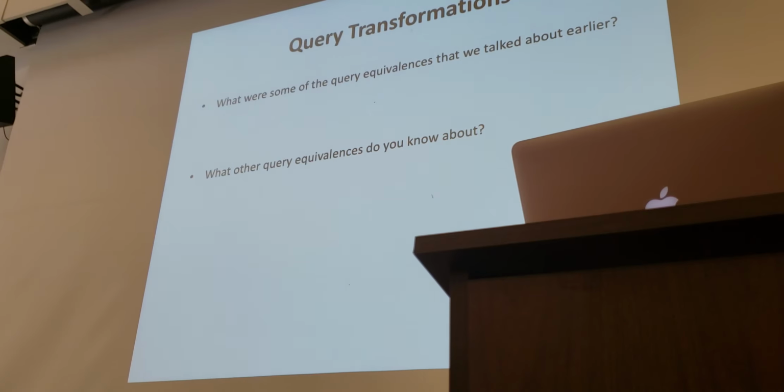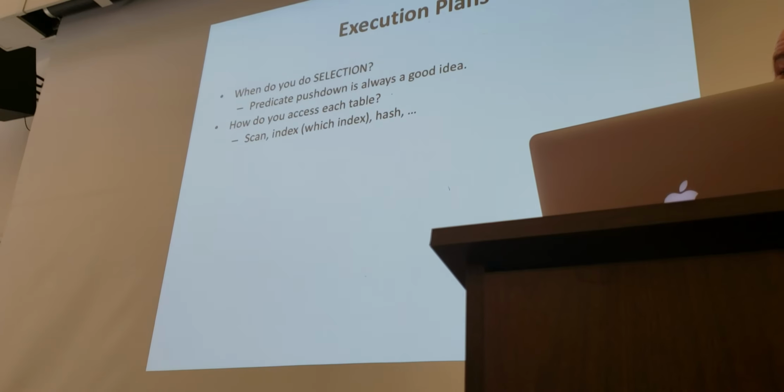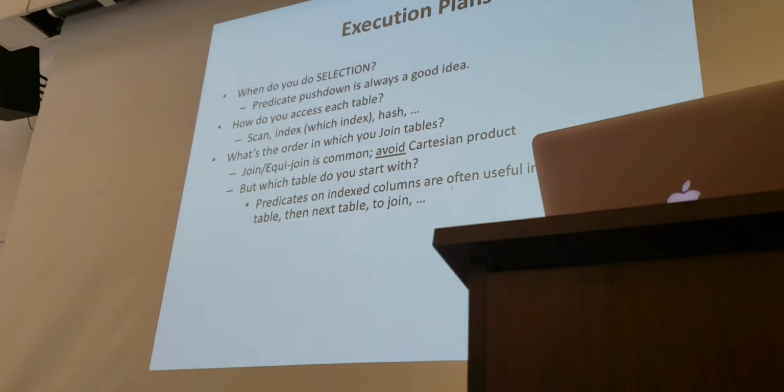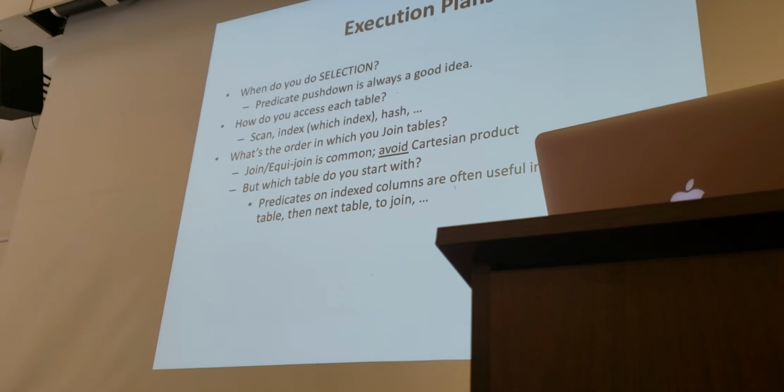A whole bunch of different things that you can play with. And so what happens is, when you do a selection, predicate pushdown, trying to push the predicates as far down in the tree as possible, is almost always a really good idea. How do you access each table? You can always scan a table. You always have at least one way of accessing the table, which is just go through all the tuples in the table. But if you have indexes, you might have a whole bunch of indexes. Which index do you use? Do you have a B-tree index? Do you have a hash index? How do you actually access them? And then if you're joining tables together, I could do ABC, or I could do CBA, or I could do CAB.